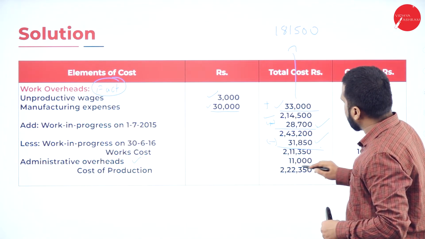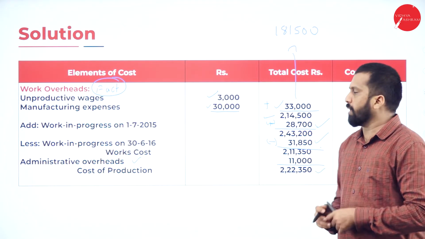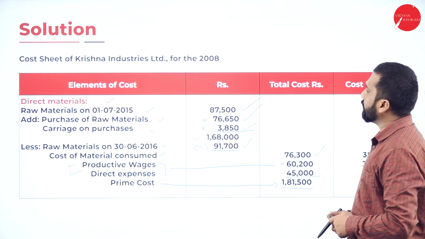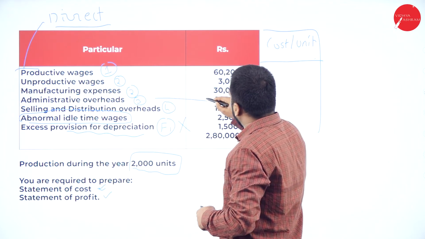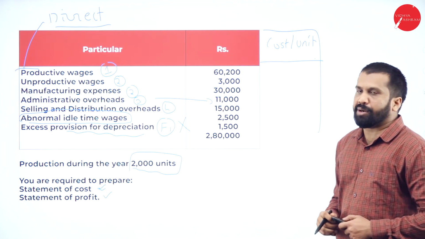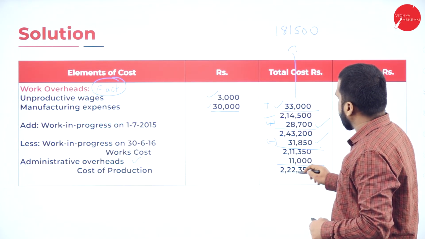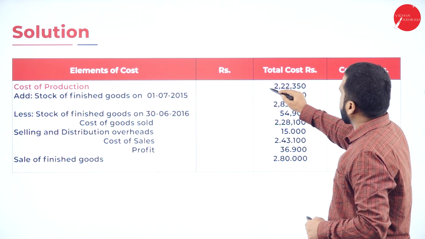Administration overhead is 11,000. Total is 2,22,350. Now, how come administration overhead is 11,000? I'll go back to that. See, they have given it as 11,000. So after adding 11,000, you got 2,22,350. After that, you got your cost of production.